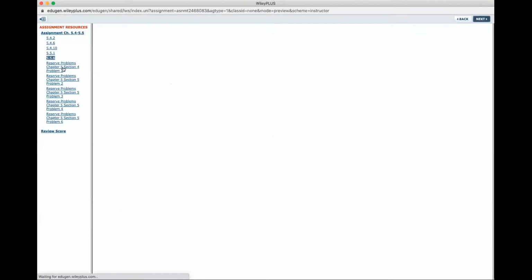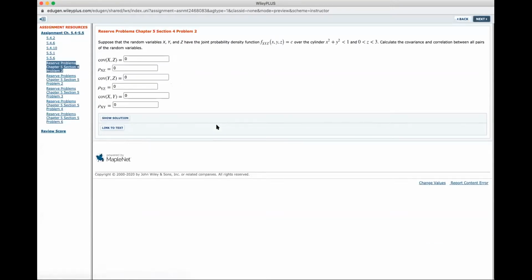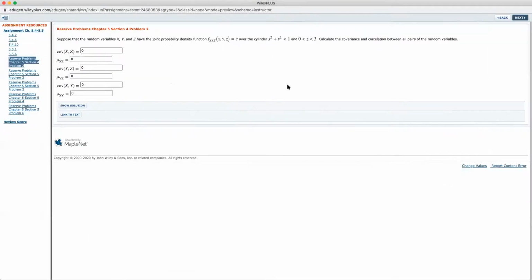Okay, so reserved problem, chapter 5, section 4, problem 2. Let's take a look at it. Suppose that the random variables X, Y, and Z have the joint probability density function.